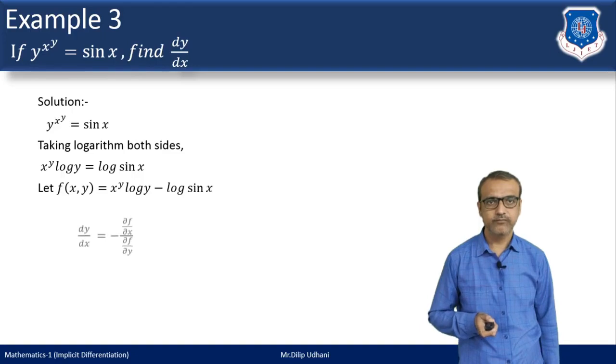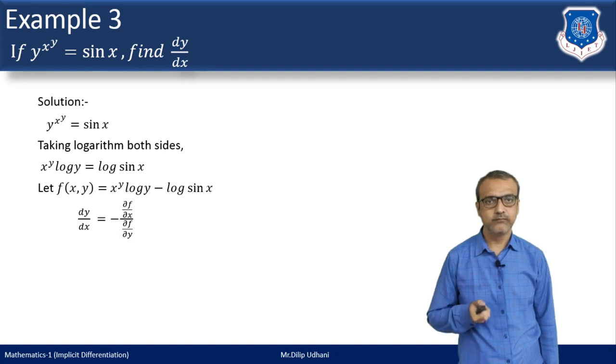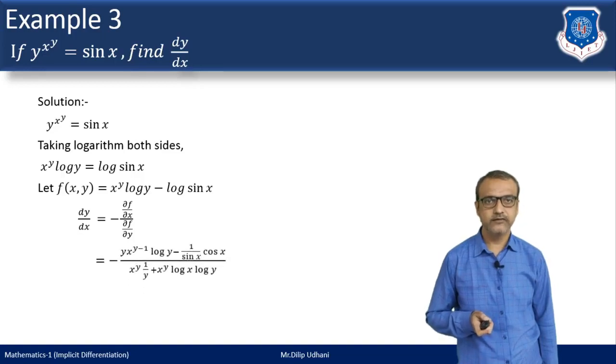Then after, let function of xy, that is equals to x raised to y into log y minus log sin x. Now we will apply the formula of derivative, that is dy by dx, and that is equals to minus del f by del x upon del f by del y. So first of all we will find out del f by del x, and then after del f by del y. So del f by del x, that is partial derivative of function of xy with respect to x, keeping y constant.